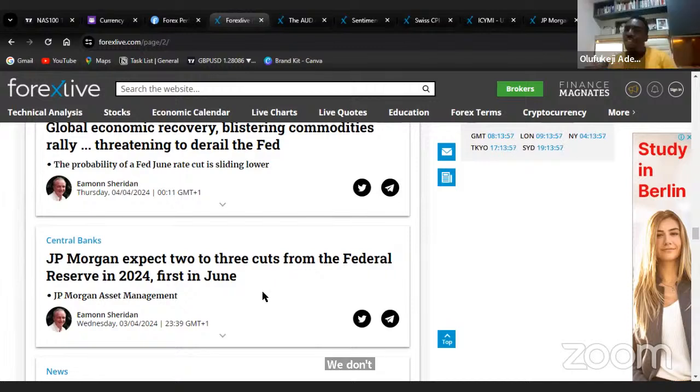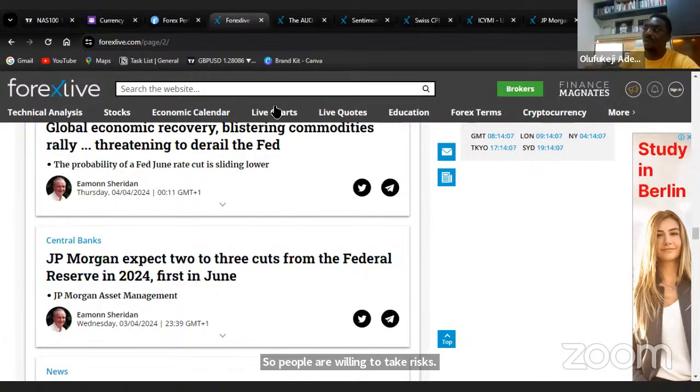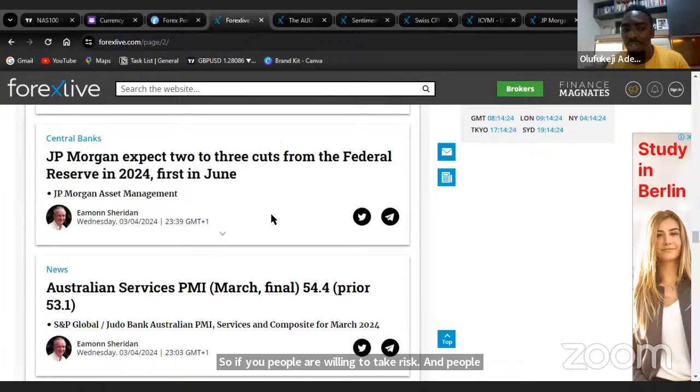Now, if you find out that risk currencies are going up, so people are willing to take risks. They are willing to take risk, and instead of collecting yield from the government, which is fixed, they are willing to take risk. So if people are willing to take risk, and people are expecting the Federal Reserve to reduce interest on the dollar, what effect would that have?